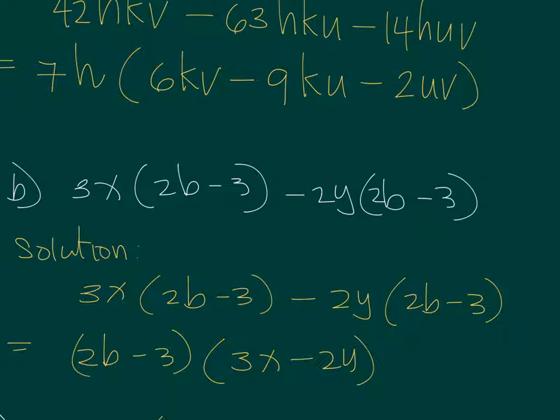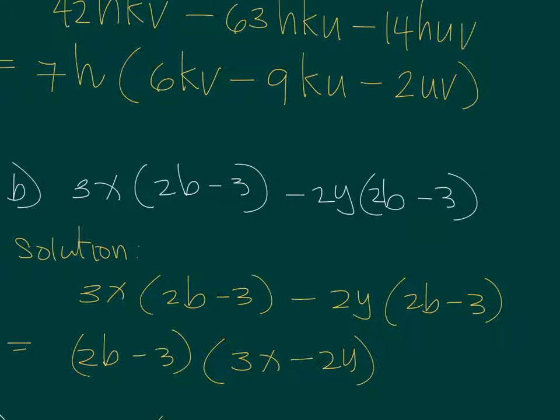If we do that, if you factor out 2b minus 3, what's left in the first group will be 3x, so you write the 3x. Then if you factor out 2b minus 3 for the second group, that will give you minus 2y as the remaining term. Hence, the factored form of 3x times 2b minus 3 minus 2y times 2b minus 3 is 2b minus 3 times 3x minus 2y. Again, the expressions will change, but the idea will remain the same.